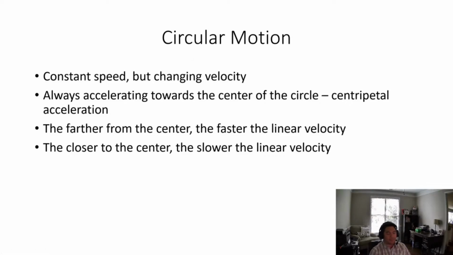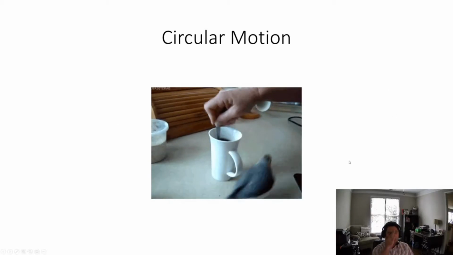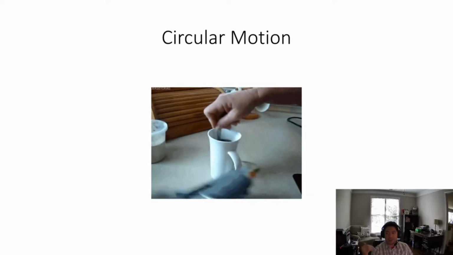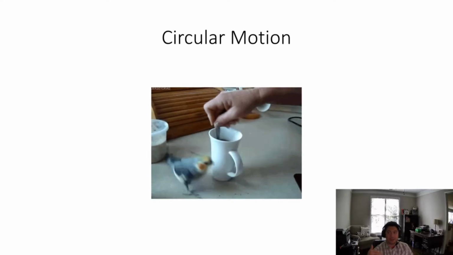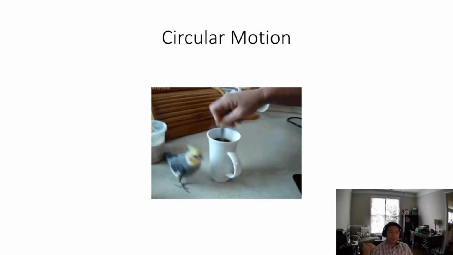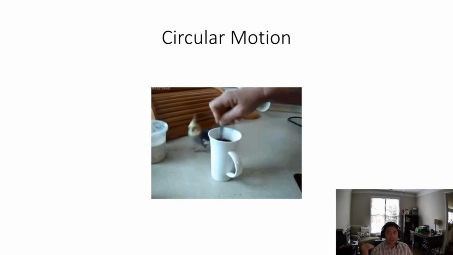If we're talking about uniform circular motion, the speed is constant, but the velocity is changing. Velocity is changing because the bird is changing directions. And remember that velocity is both speed and direction. So the speed is staying the same, but the velocity is changing. If we consider the direction the bird is turning, notice that the bird is constantly turning to the left. That means the bird is accelerating to the left. So the bird must constantly be turning towards the coffee cup, which is in the center of the circle.